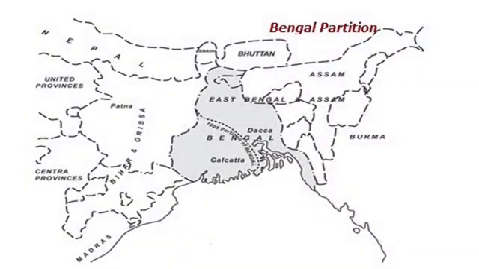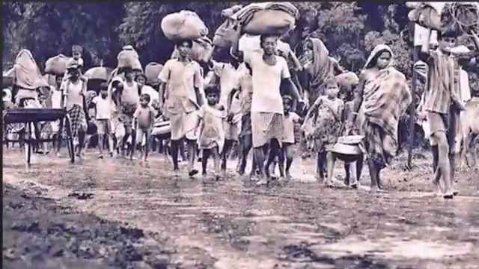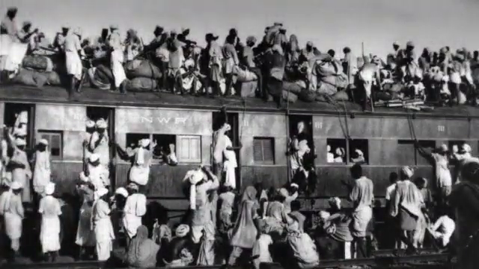In 1905, Bengal was divided. The reason given for its partition was that Bengal was a large province and hence was being divided for better administration. However, the actual reason of the division was to slow down the nationalism that was uprising in Bengal.